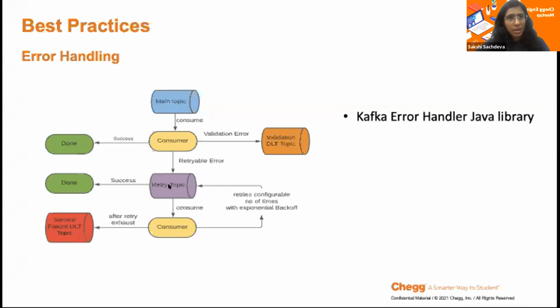So we have a mechanism where the consumer can listen from the retry topic, and we can also configure how many times we want to retry for a particular consumer on the retry topic. The consumer will be retrying the configurable number of times after an exponential backoff time period. If in the retry attempt the processing is successful, then the flow will be completed. But if the error still comes, then the library publishes it into the service failure DLT topic.